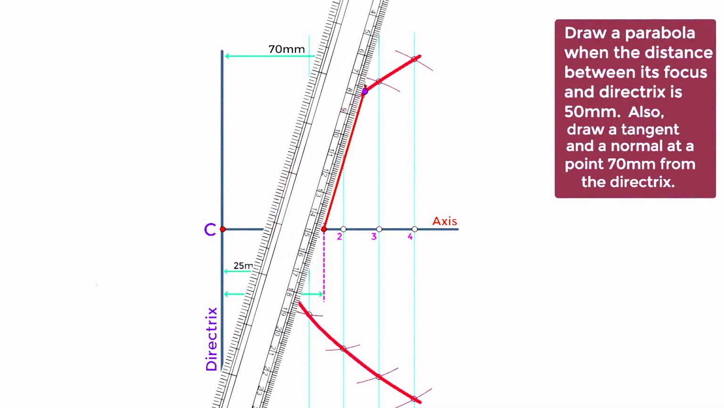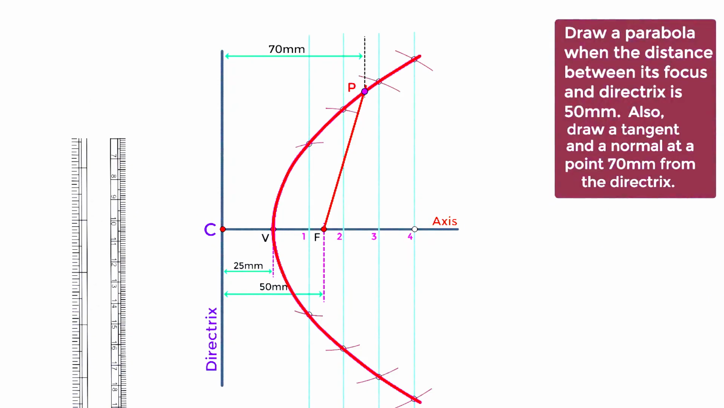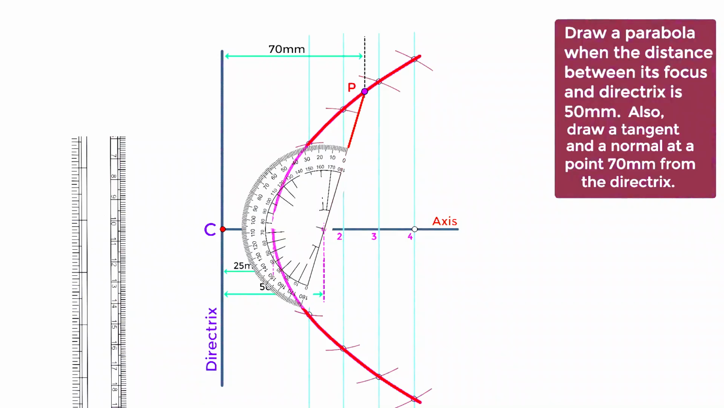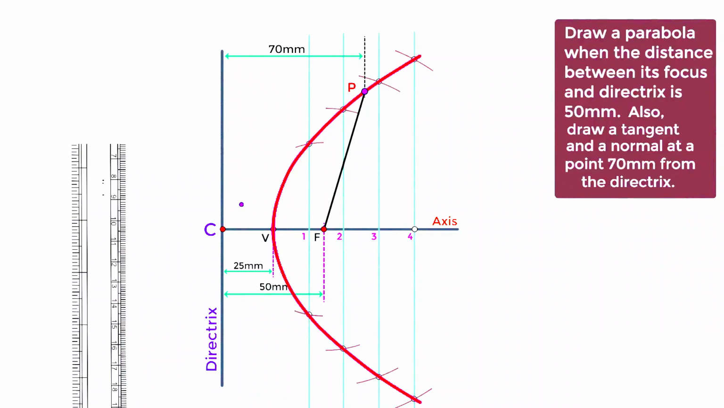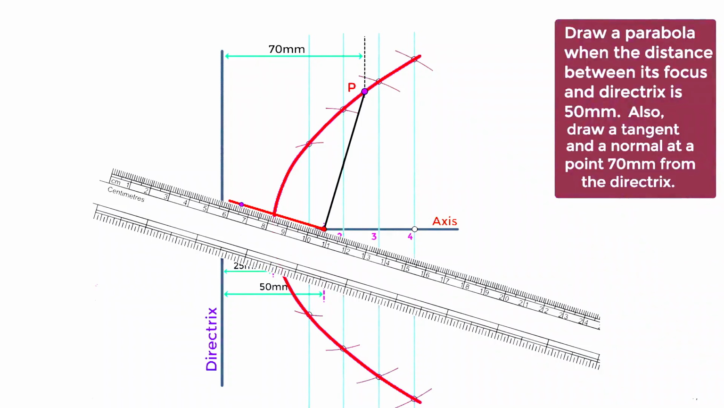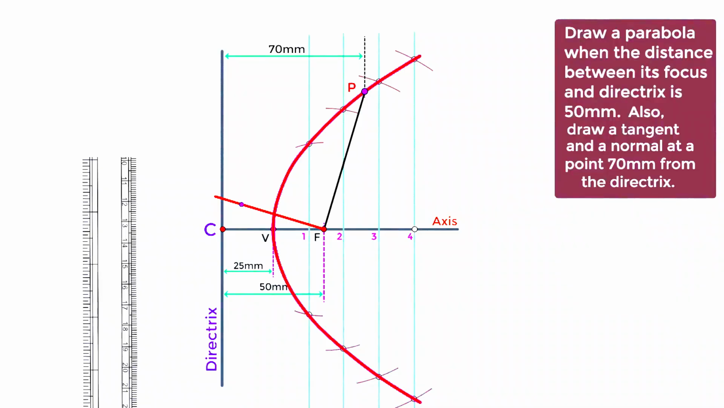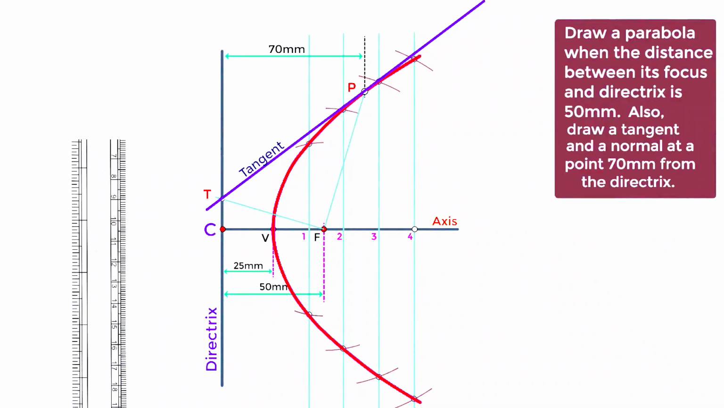So, we have to draw a tangent and normal at this point P. To draw a tangent, join this P point with F point with a line. Next, draw a perpendicular line to this PF line at F. To draw a perpendicular line, take a protractor, keep at this point. Make sure point F is coinciding at the protractor's center, and mark 90 degrees. After this, by taking this point as a reference, draw a line from point F to directrix, and mark this point as T.